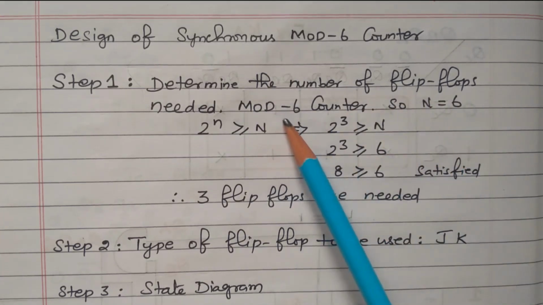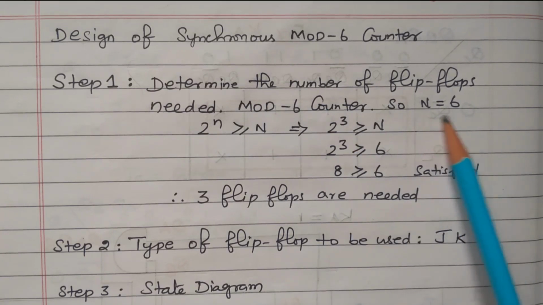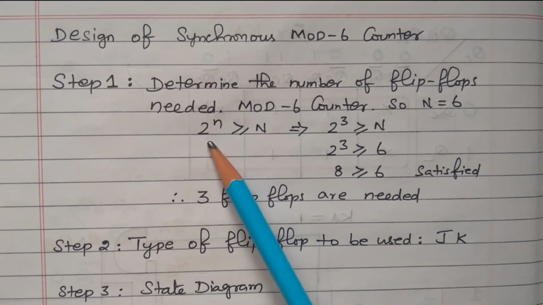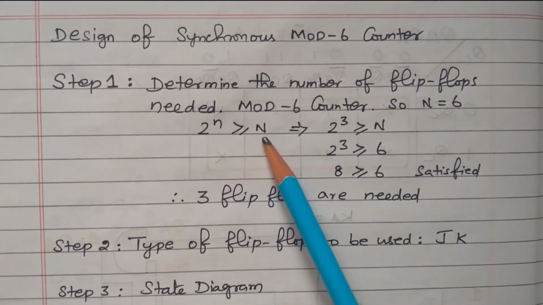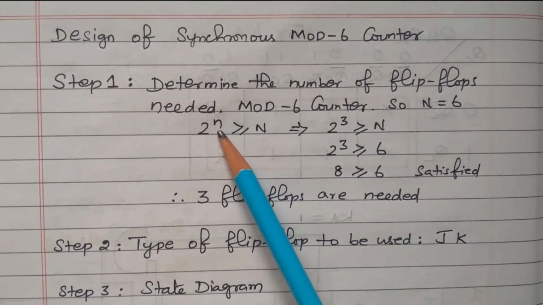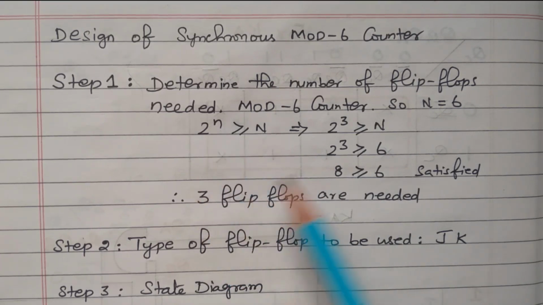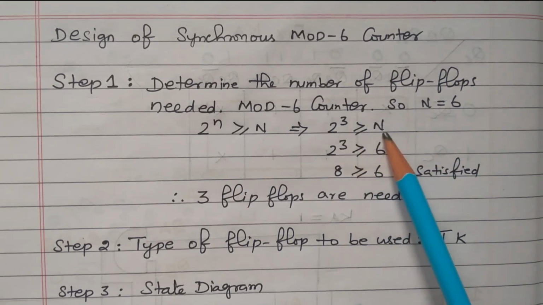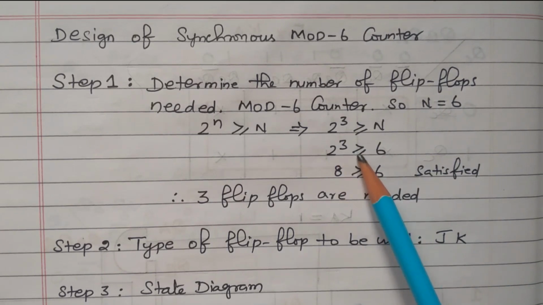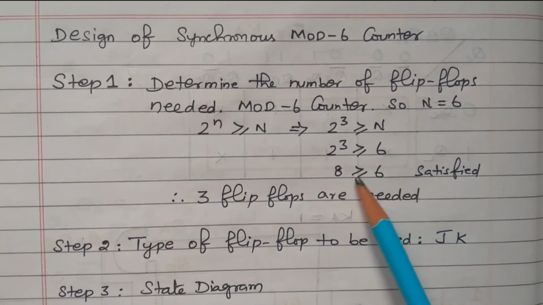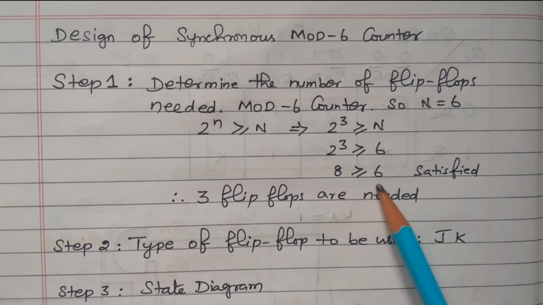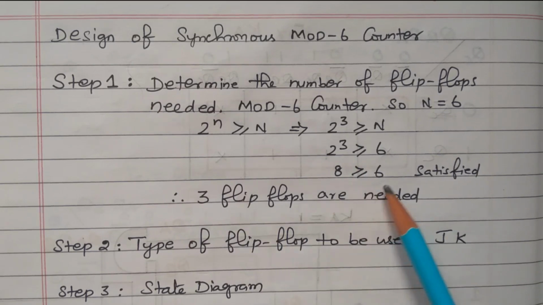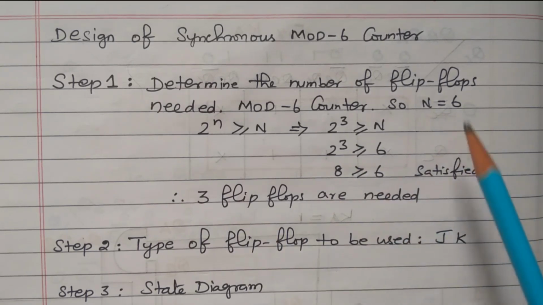The mod is 6, so N equals 6. There will be 6 states. From the condition 2 to the power n greater than or equal to N, this small n is the number of flip flops required. Since 6 is there, we will try with 3. 2 to the power 3 greater than or equal to 6. So 8 is greater than or equal to 6, and this condition is satisfied. So we need 3 flip flops for these 6 states.